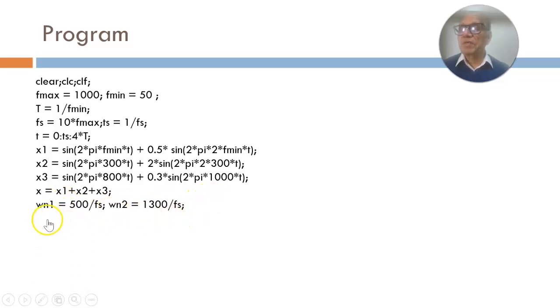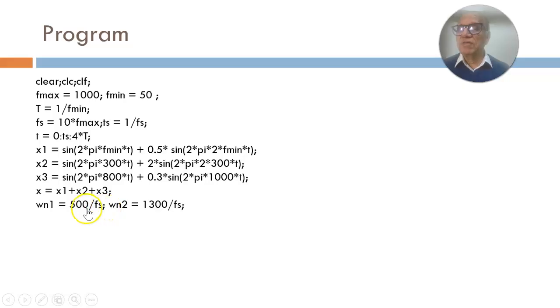Now what you do? You define all the cutoff frequencies. Obviously, at a time we are going to use only one filter, either low pass filter or band pass filter or high pass filter. But what we are doing is we are defining the cutoff frequencies for all the filters first, so that we can select whichever one we want to use.